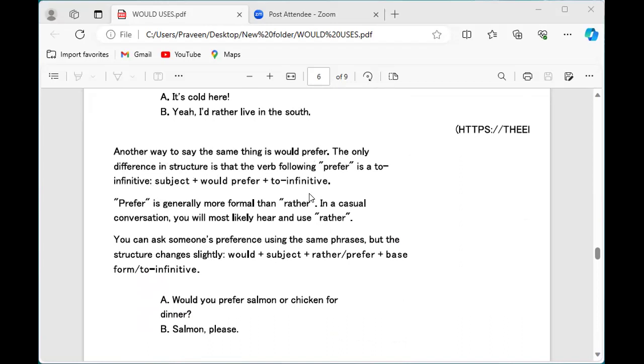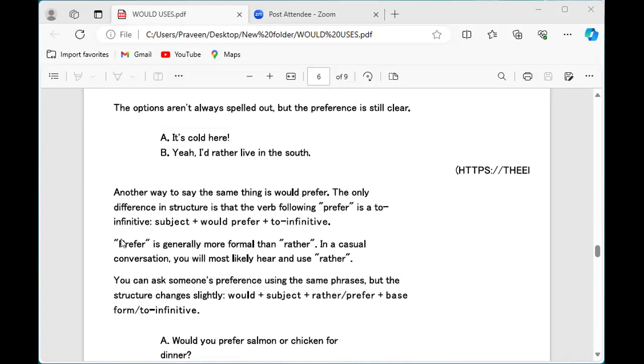Another way of using would is like prefer. Prefer also means the same as would rather. The only difference in structure is that the word following prefer is a to infinitive. Subject plus would prefer to.